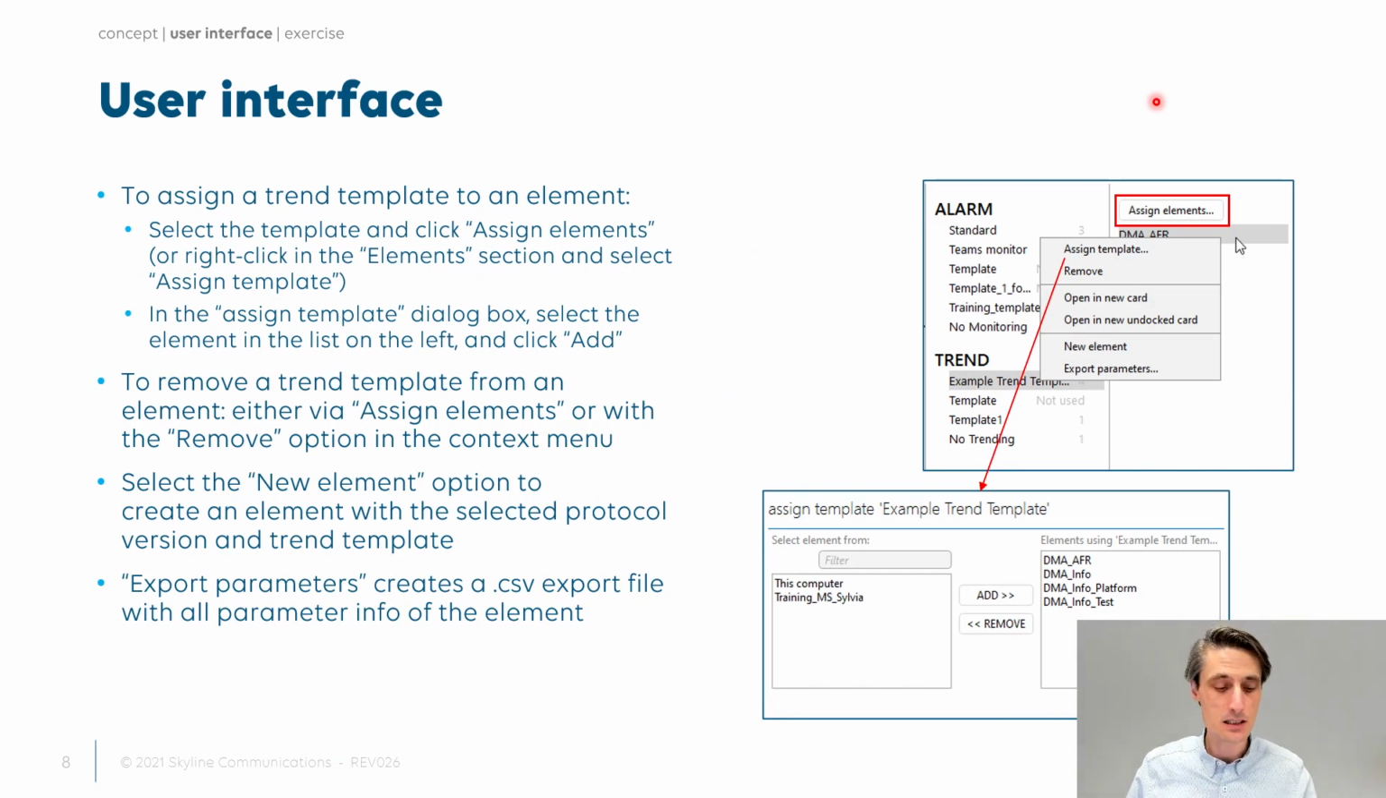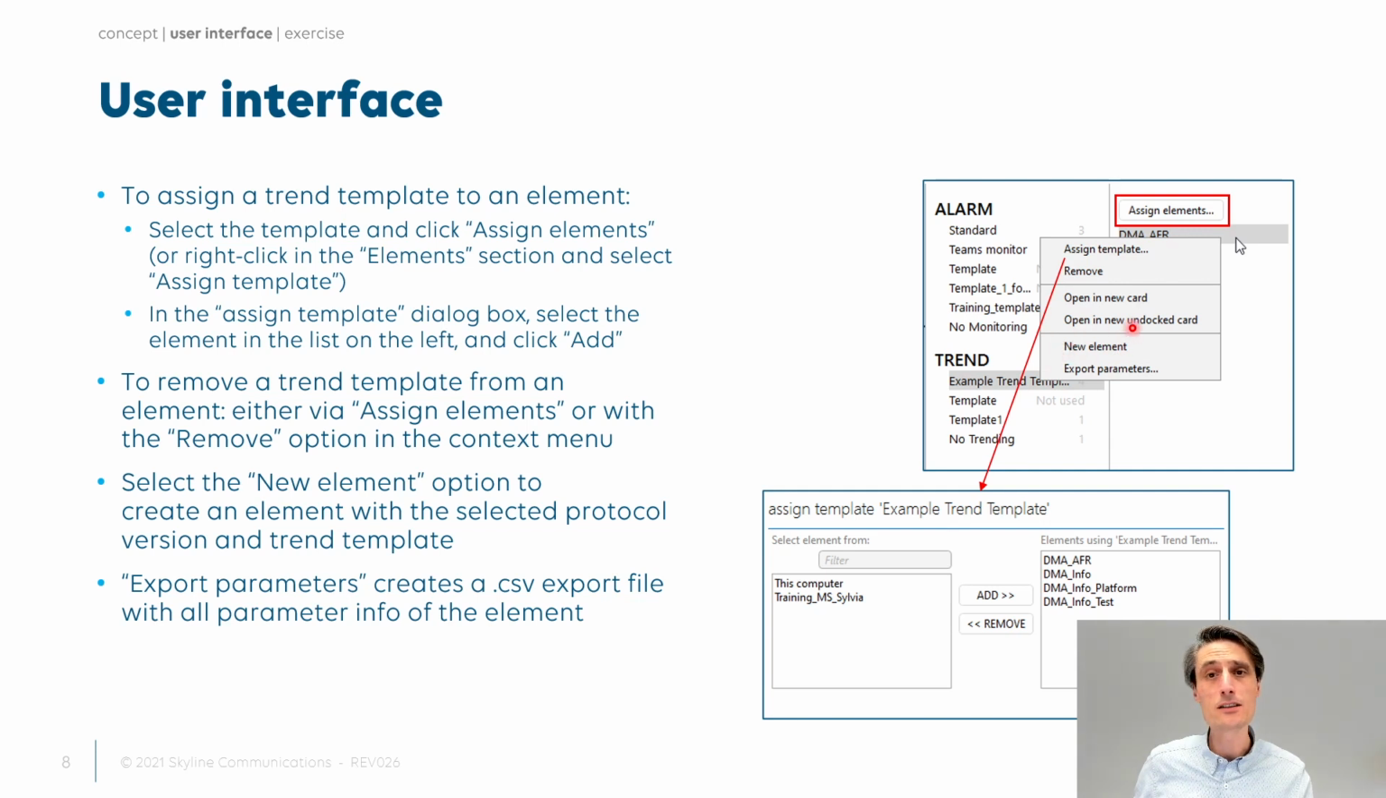If you want to assign it, I immediately assigned it after creating it because it was asking me to do so. If you want to assign it to some other elements, you can of course select your trend template, click on the assign elements or use the right click menu to select some more elements that need to use your trend templates. Of course, in the edit of the element, you can also choose your trend template next to the alarm template.